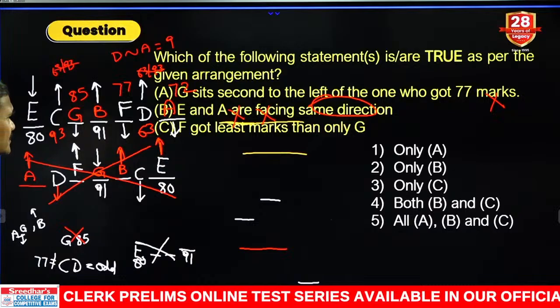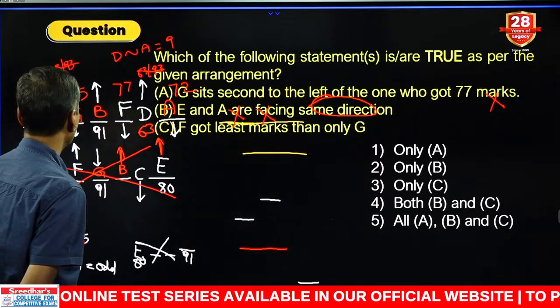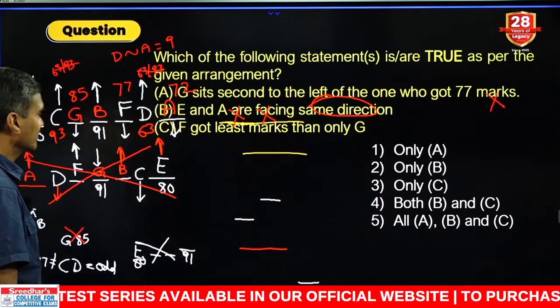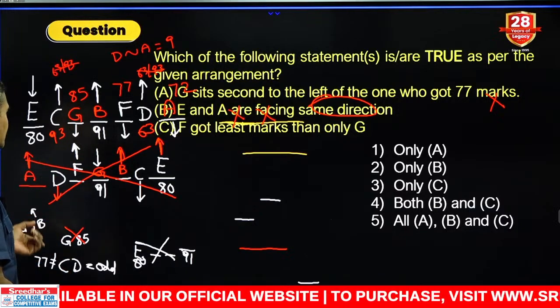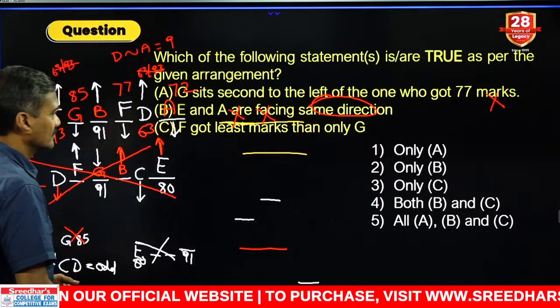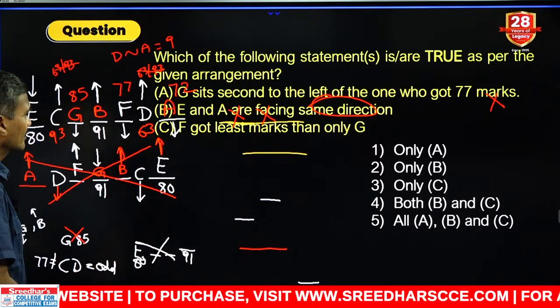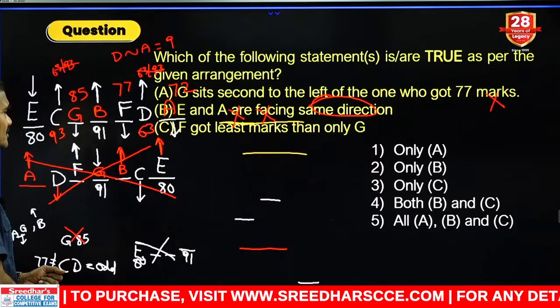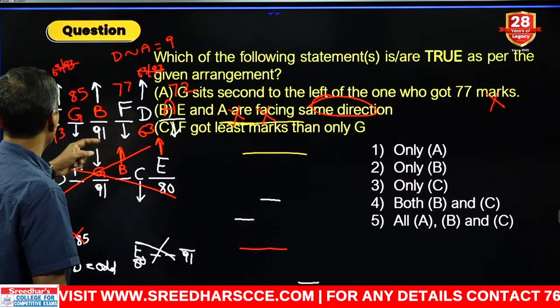Then first one, G sits second to the left of the one who got 77. That is false because G is second to the right. E and A are facing the same direction. E is south and A is also south. They are facing the same direction. B is correct. The next one, F got less marks than G. F got 77 and G got 85.